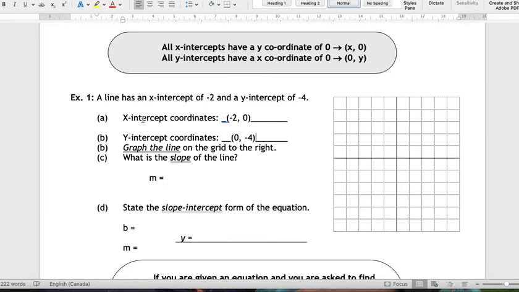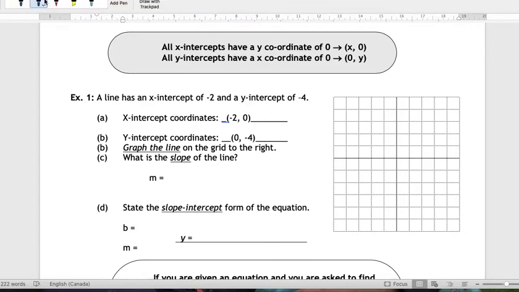It says graph the line on the grid to the right. I'm going to graph as best I can, and I know it's not always perfect, but we'll try our best. If x is at -2, I'm going to have a point here. Then our y-intercept crosses the y-axis at -4: 1, 2, 3, 4. My line is here. You would be using your rulers to draw a straight line as best you can through these 2 points. That's pretty good on a mouse pad.